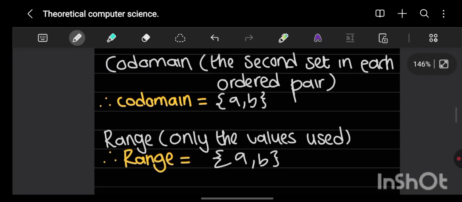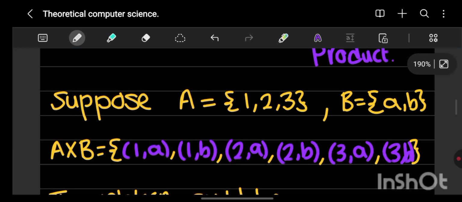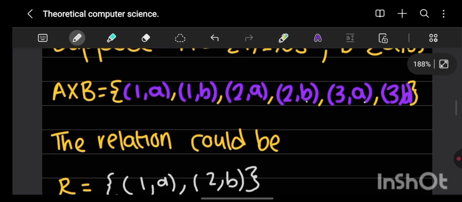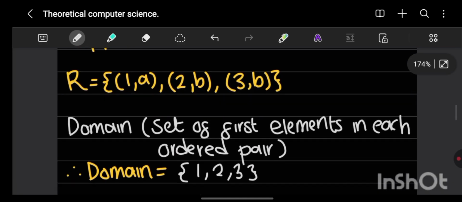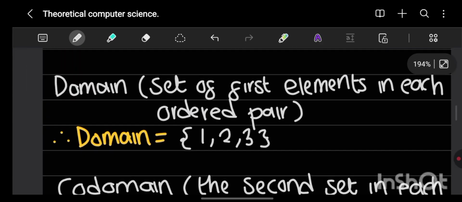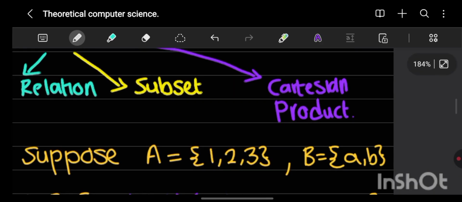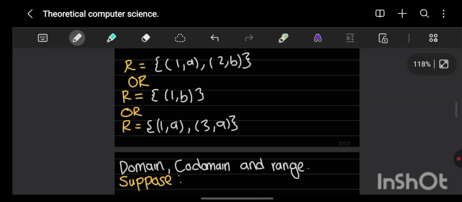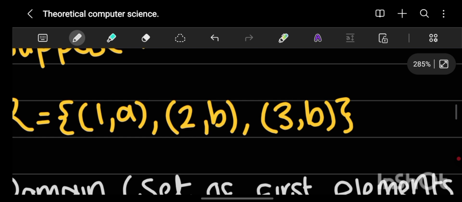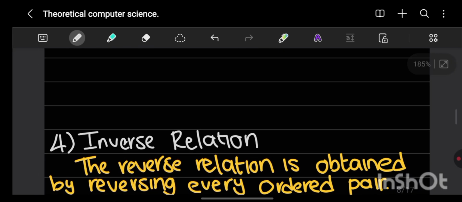A codomain would be, let's say we were looking at this big Cartesian product and we see that we have A, B, okay. Let's say we had a C as well, a C in the second set. The codomain would be what we have in here, everything in the second set, right? And then the range would be only what's in here, the given thing that we're supposed to look at. So I don't know if I'm naming it correctly, but that's how I know.